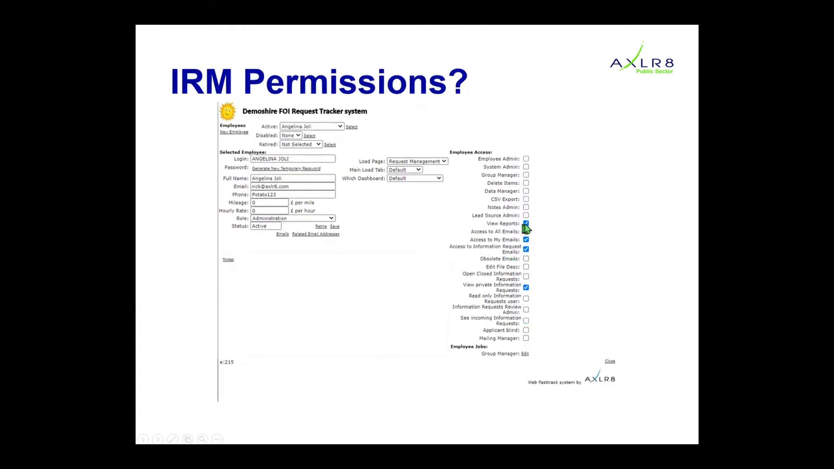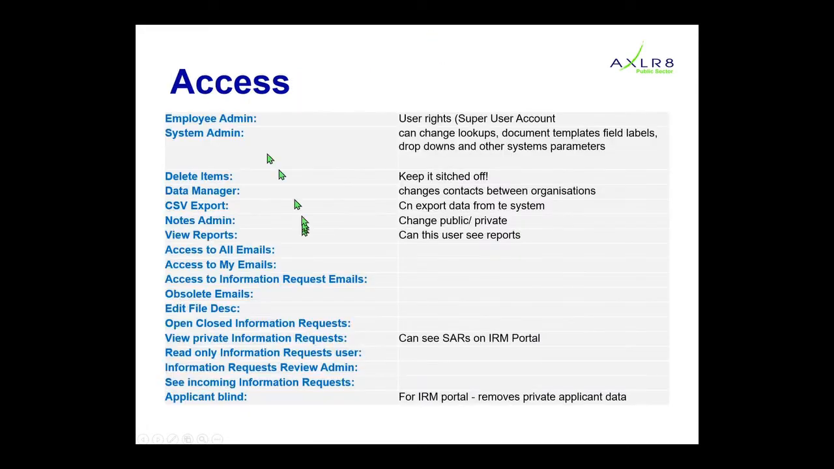This is a lot less tick boxes here. This is a department rep, Angelina Jolie. She gets the request management portal, and on there we can make her information blind. We can make her applicant blind, and we can also say she is allowed to see private information requests, and I'll be showing that on the live system. So before I go through the entire list, let me just flip to a demo here.